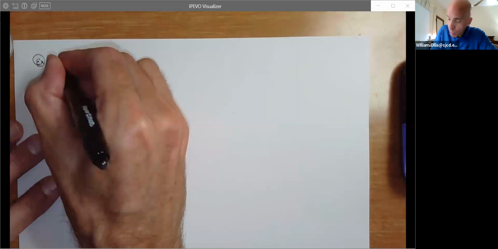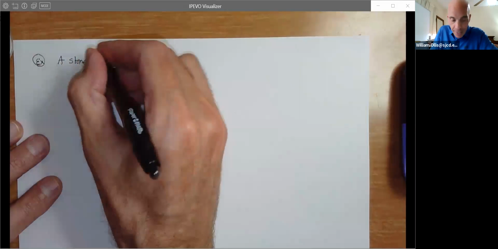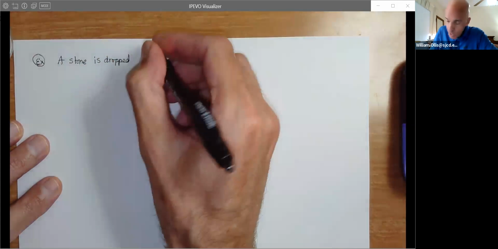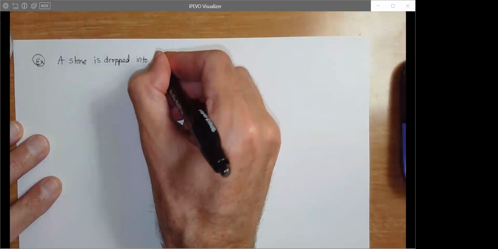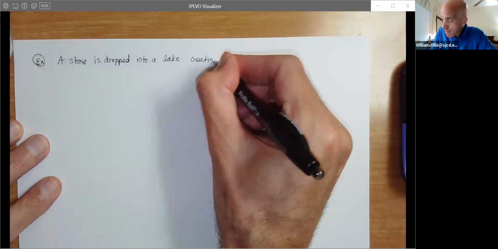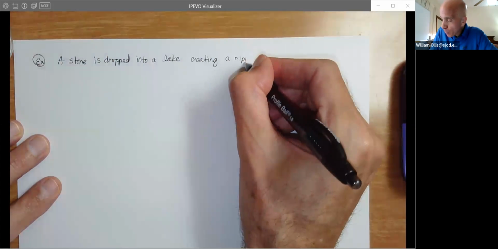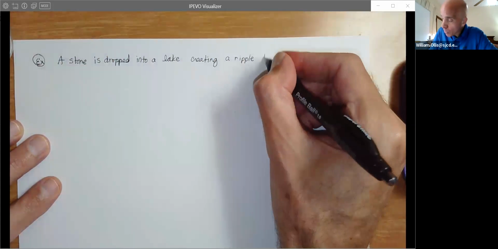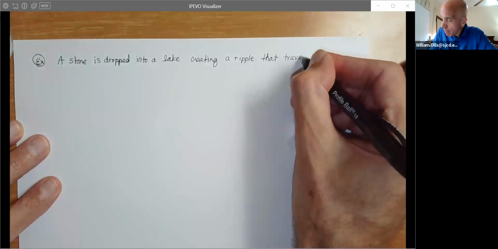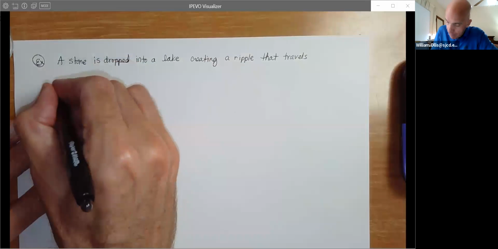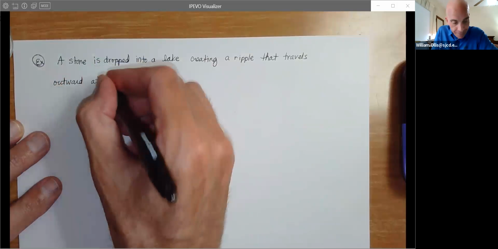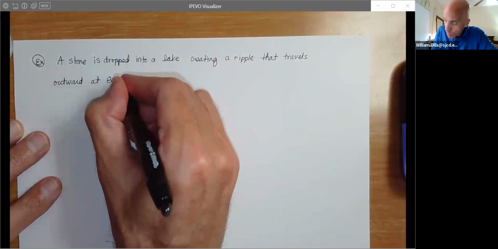So it says a stone is dropped into a lake, creating a ripple that travels outward at 80 centimeters per second.